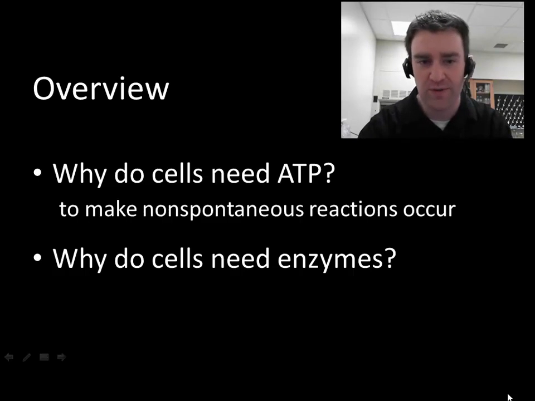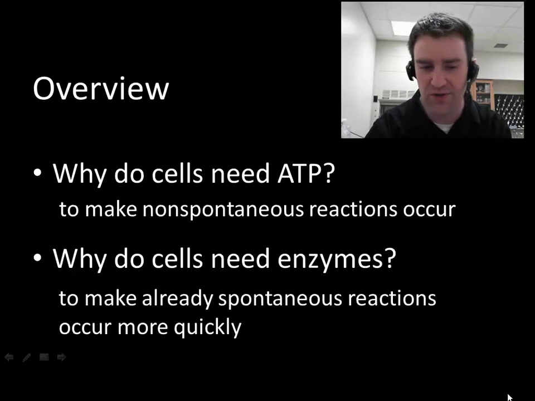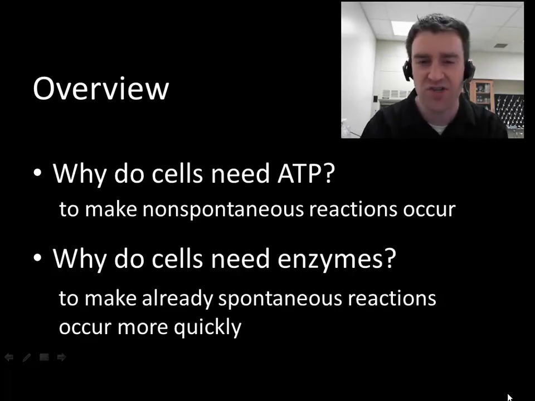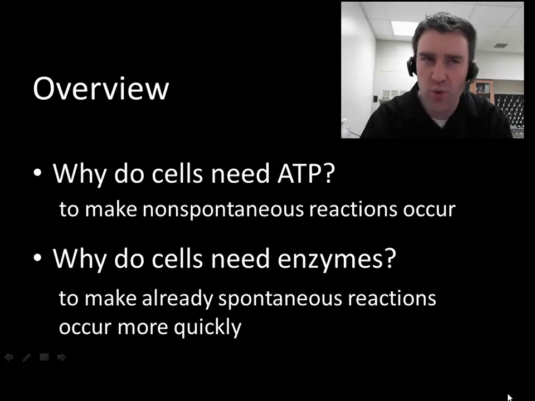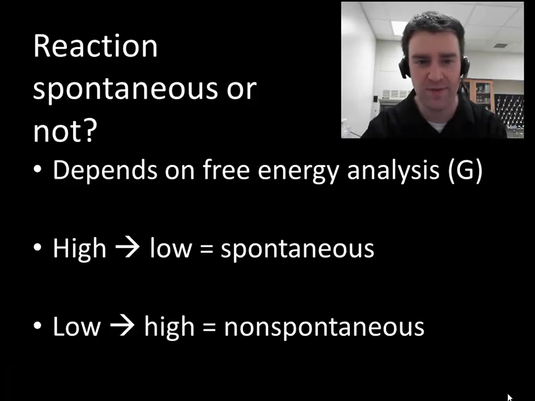A brief summary would be that ATP helps make otherwise non-spontaneous chemical reactions spontaneous, or make it possible for them to occur in the first place. Enzymes are going to do a different job. My one sentence summary of enzymes' role is that they make reactions that are already spontaneous occur more quickly, or quick enough to be useful for a living organism. So you need both, and I'm going to focus on the first part of this discussion here with ATP.